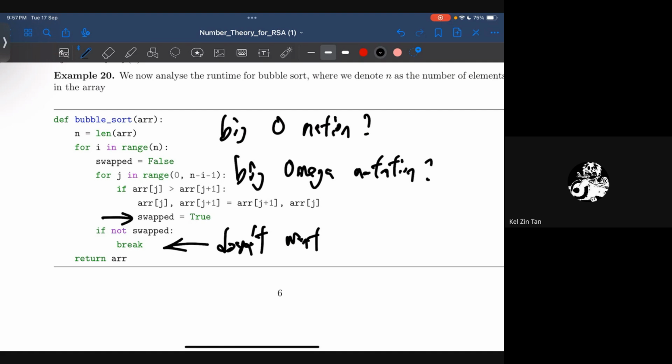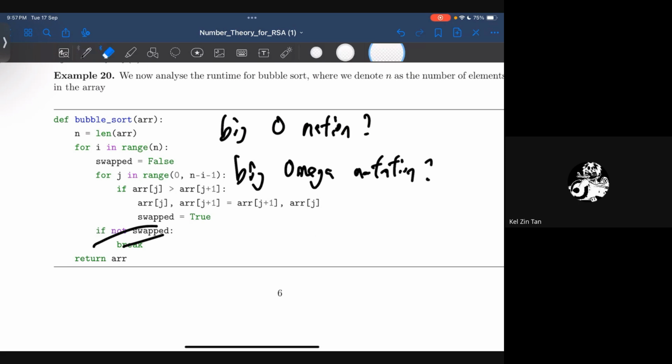Yep, big O is n squared. You are right, because of how we look at this kind of question. When we want to analyze the worst case, we just ignore the break. We suppose that this break does not happen.